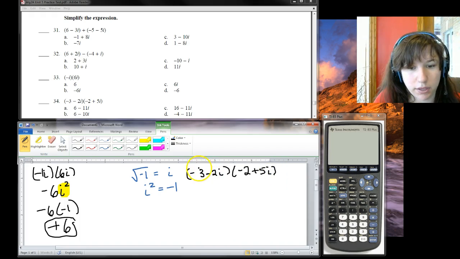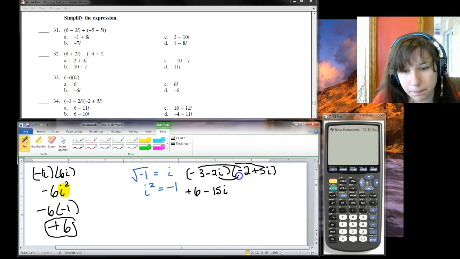So we need to FOIL here. -3 times -2 is +6. -3 times +5i is going to be a -3 times 5 is 15. And the i is right there. Then I have -2i times -2 is a +4i. And then -2i times 5i would be -10i squared.